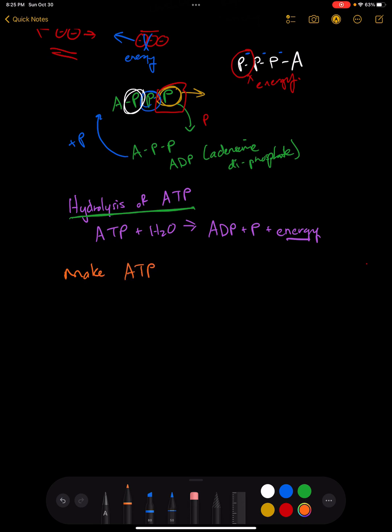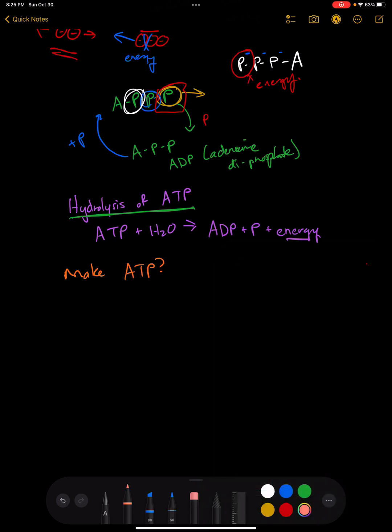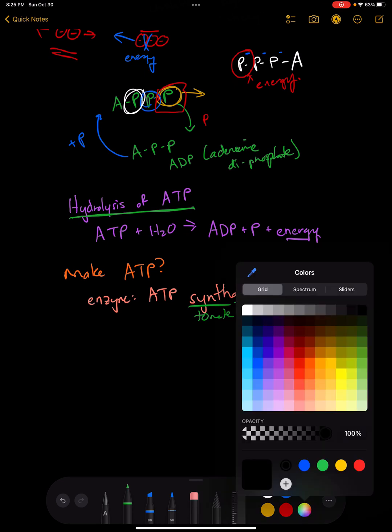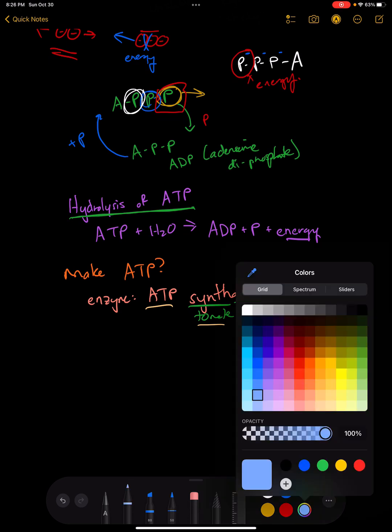So now I want to know, how do I make ATP? Well, I get to use an enzyme. And so the enzyme that I'm going to use is called ATP synthase, which makes sense because ATP is the molecule I'm using. Synth means to make, and ase is referring to an enzyme. And we know that we read science words backwards, and so we're going to use an enzyme to make my ATP.